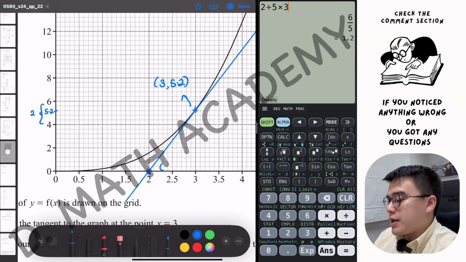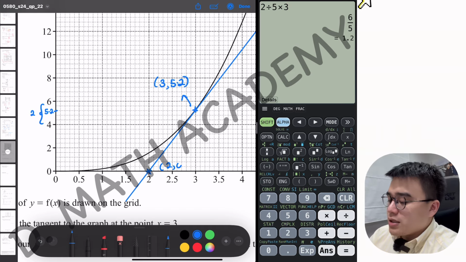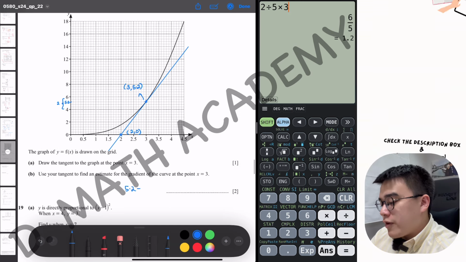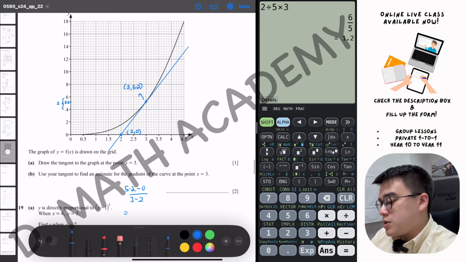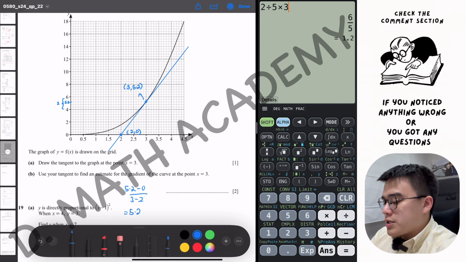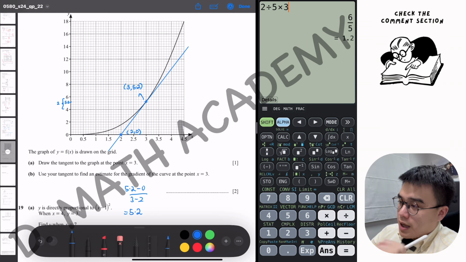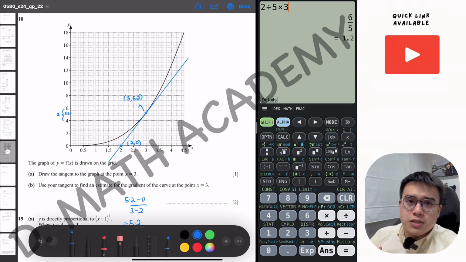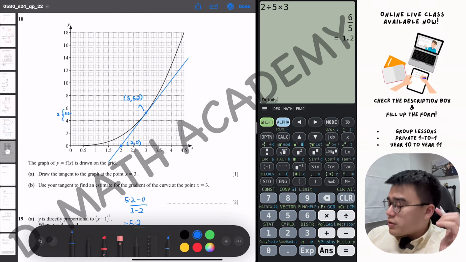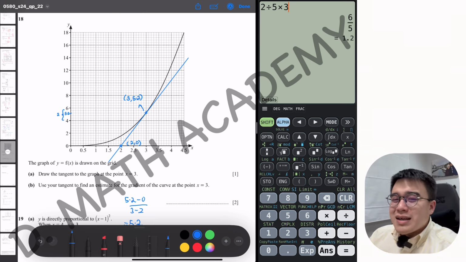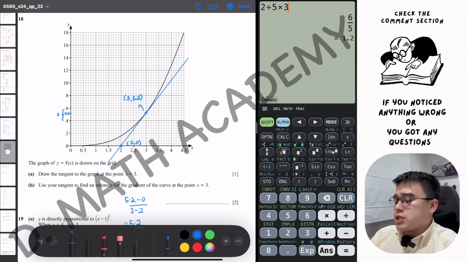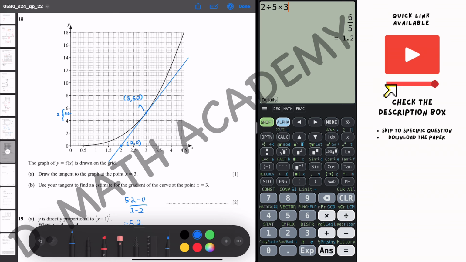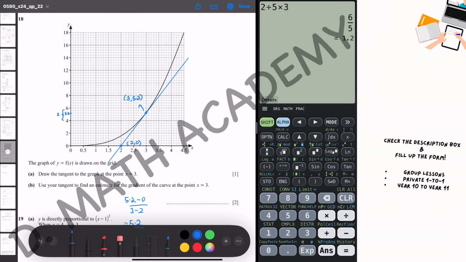And then apparently my second point coincidentally landed on exactly 2. So from here, use your gradient calculation. 5.2 minus 0, over 3 minus 2. You will get your answer as 5.2 as my tangent gradient. Okay, and that's usually how I advise my students to do it. Do take note that for this kind of question, there's a range that they accept as answer. So if your calculation doesn't show you 5.2, it doesn't mean you're wrong, just that the line that we sketch is a little bit different.